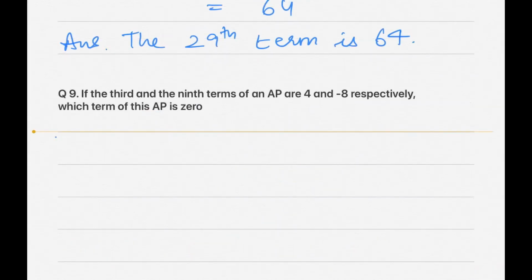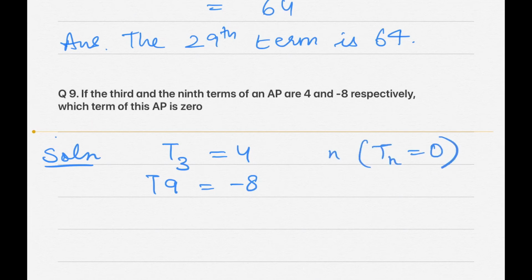Fine. Okay, let's move to question number 9 now. Question number 9 says, if the third and the ninth terms of an AP are 4 and minus 8 respectively, which term of this AP is 0? So we are given the value of the term and I have to find the n for that value. So T3 is given to me as 4 and T9 is given to me as minus 8, right? And I have to find out n for which Tn is equal to 0.